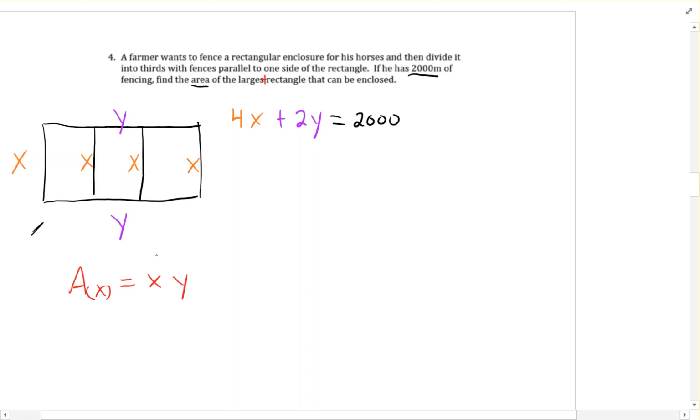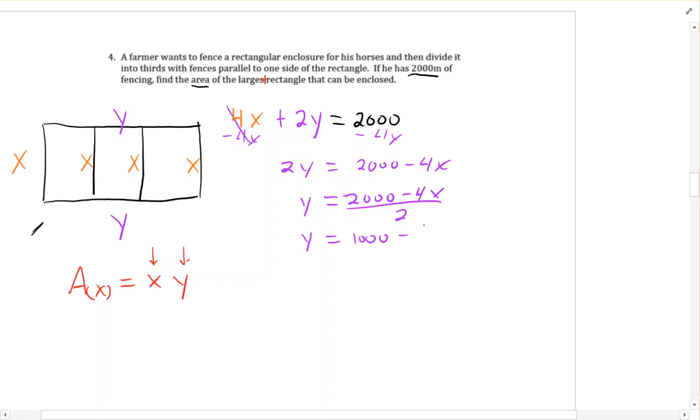But I don't like having 2 different values in my function. It doesn't really make sense to put that in your calculator that way. So what we need to do is figure out what y is in terms of x. Let's go back up here and rewrite this expression with y equal to. We subtract 4x from both sides, so I've got 2y is equal to 2,000 minus 4x, and then y is equal to 2,000 minus 4x divided by 2. Now, 2,000 and 4 can both be divided by 2, so let's do one more step to make it simpler: 1,000 minus 2x. So now I don't have anything in the denominator. It makes it a little bit easier.